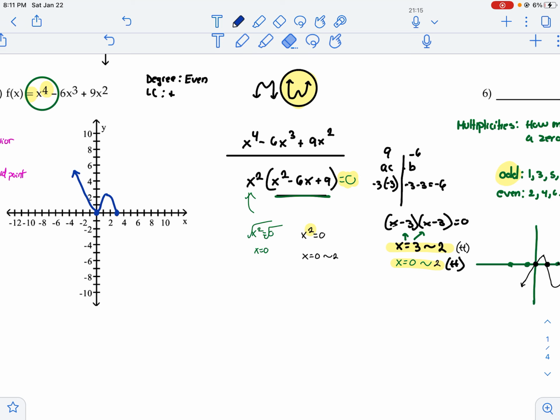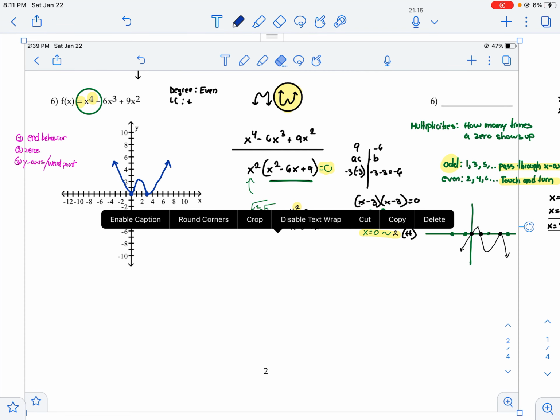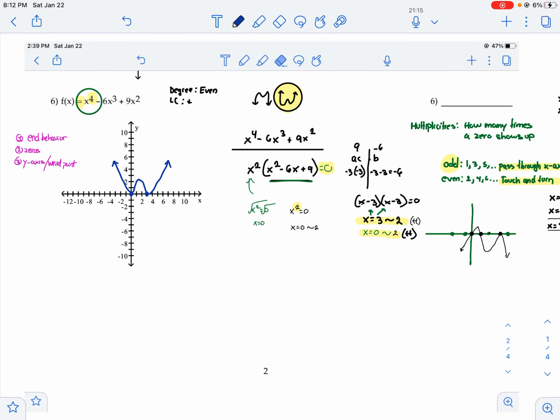Bam, we're back. And what does it do? It touches and turns too. So we touched, and then we turn. Does this look like this? Yes, right? It touches and turns, and that's why they look the same, and they should look the same. That's how you should always check yourself.